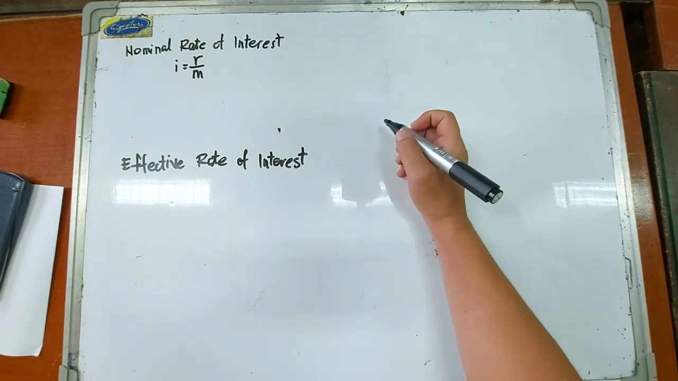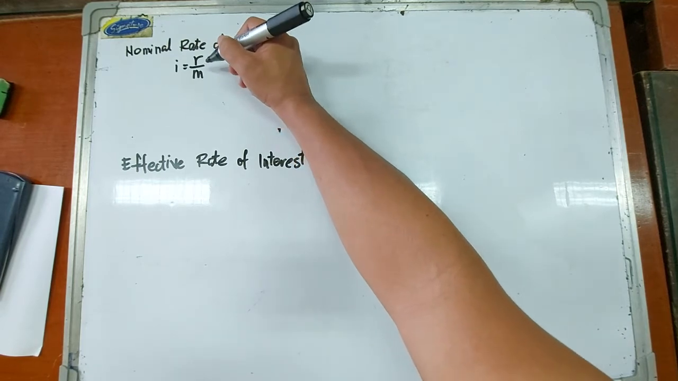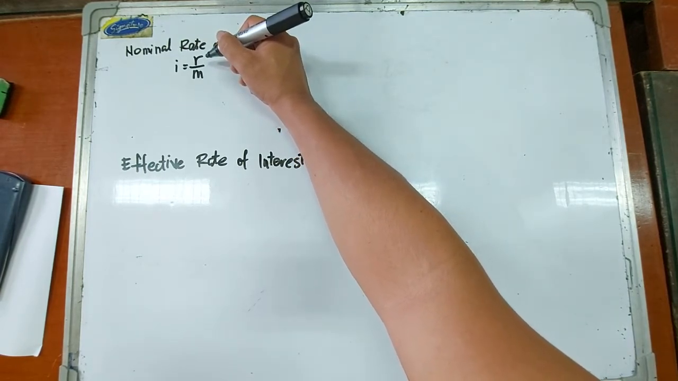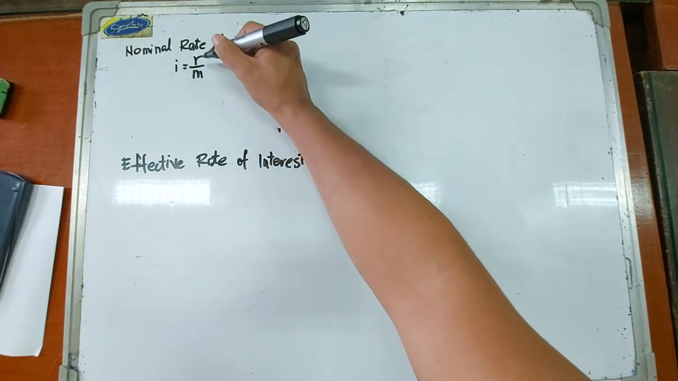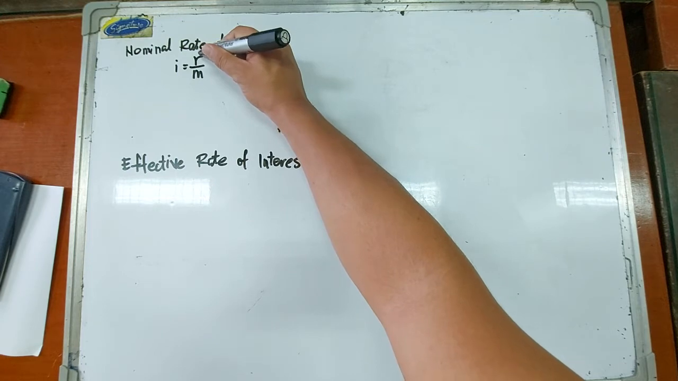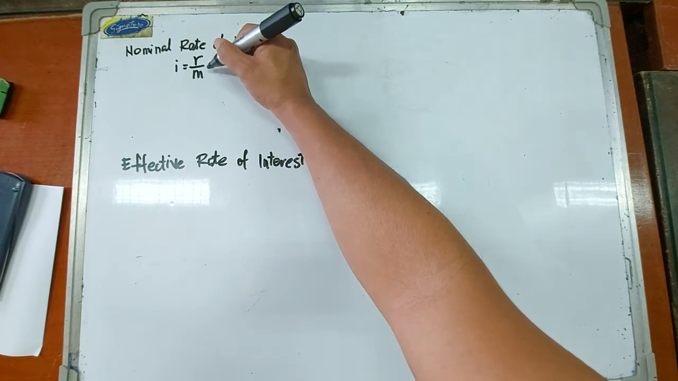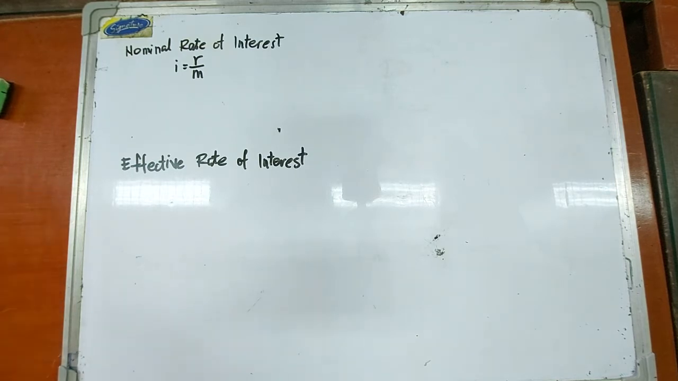So it's a formula to solve for the interest rate. I, the interest rate per interest period, is equivalent to r divided by m, where r is the nominal rate of interest, and m is the number of compounding periods per year. So we have this term compounding, number of compounding per year.